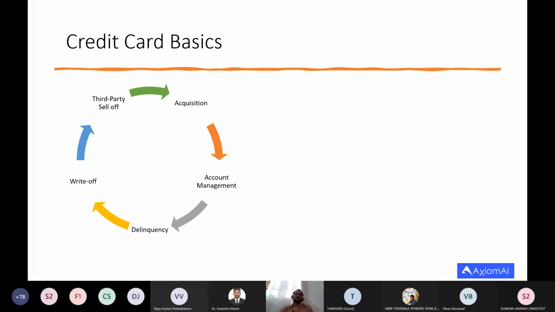Usually how it works is, you make the spends in this month and there will be a bill date where all the transactions will be accumulated and that bill will be generated for you, and then you'll have some grace period for you to pay.